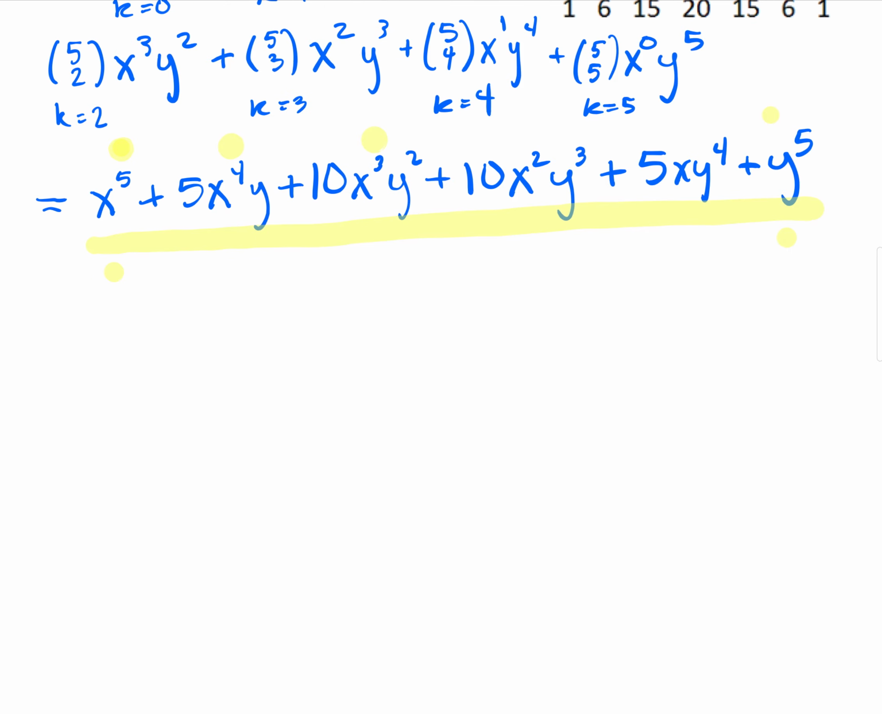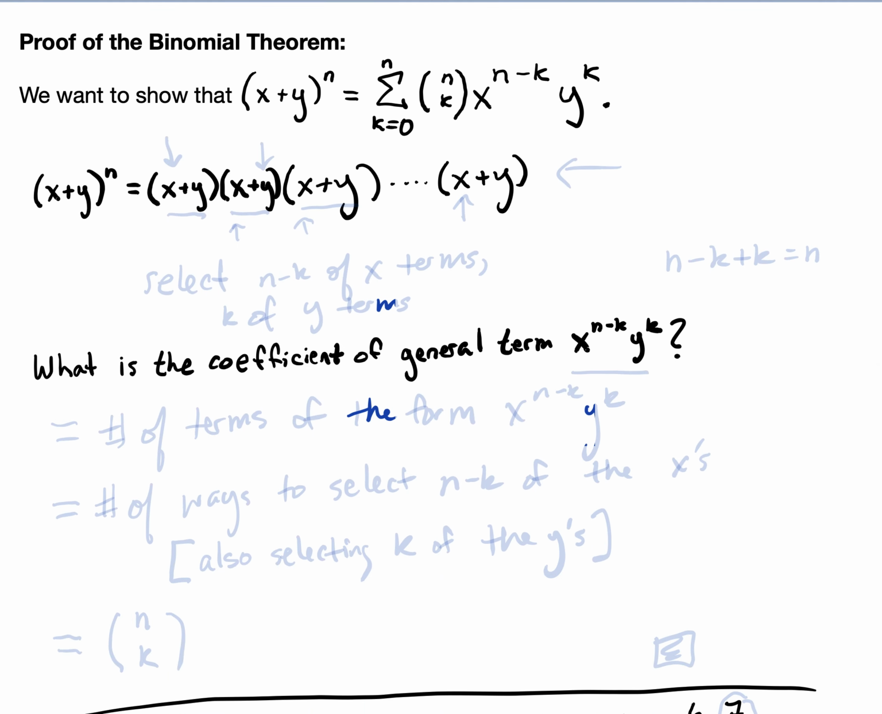We're now going to do a proof of the binomial theorem. So we want to show that x plus y to the nth power is equal to the sum from k equals 0 to n of n choose k times x to the n minus k times y to the k. So let's look at the expansion of x plus y to the nth power. We've got x plus y multiplied by itself n times. And we know from our experience in algebra that when we multiply such a thing out, each term is of the form x to a power times y to a power, where the sum of the two powers is equal to n. So n minus k plus k equals n. And so yes, each term will be of this form. This is the most general form it can take.